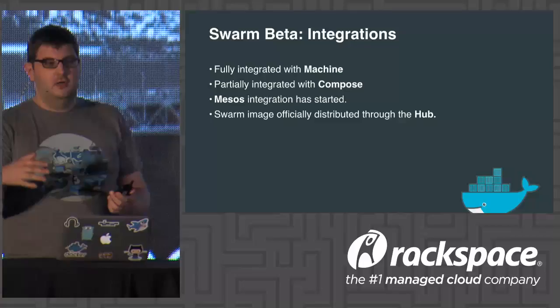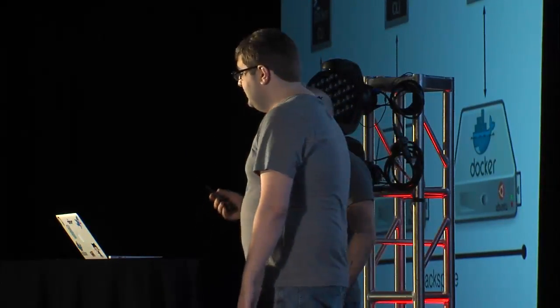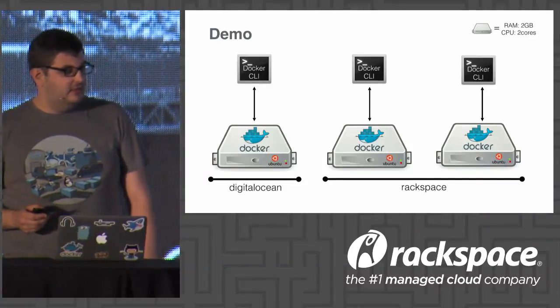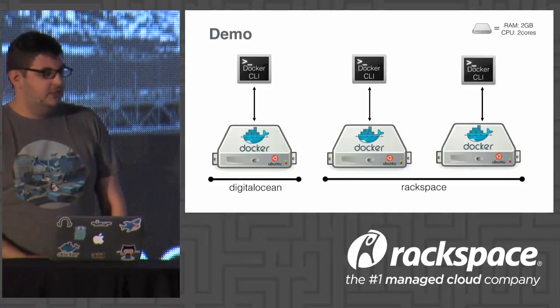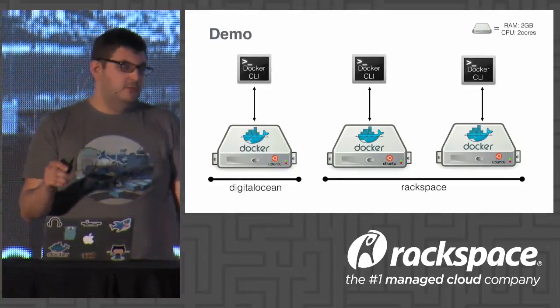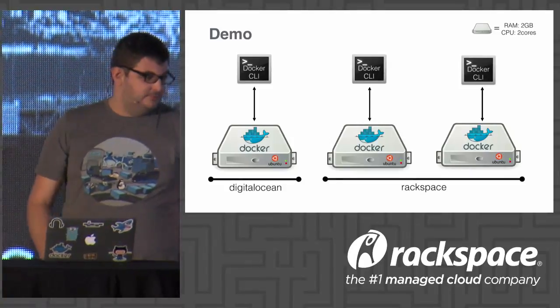And Swarm is really easy to use. It's distributed via the Docker Hub, so it's a simple image. Ivan just started 3 boxes, as you can see on the graph here. 2 are on Rackspace, and 1 is on DigitalOcean. And those machines have 2 gigabytes of RAM.